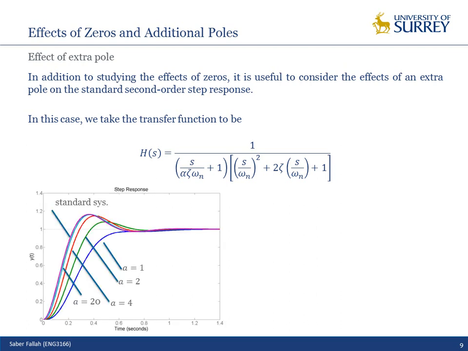Again, this is the standard second order system, and here are the responses of the third order system. As you see, by increasing alpha, the response gets closer to the second order system. So if the pole of the system is 6 times larger than the real part of the complex conjugate poles, it won't affect the response of the system, and it is a good assumption to ignore this pole and design our system based on the standard second order system.